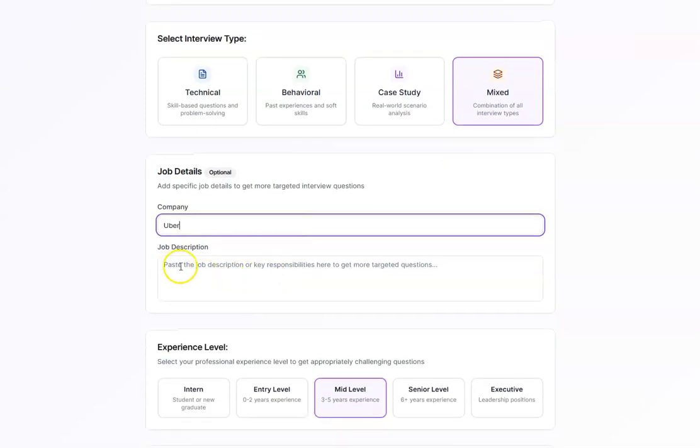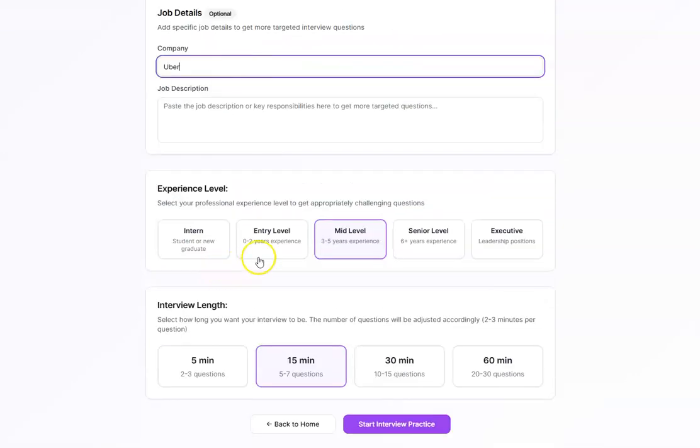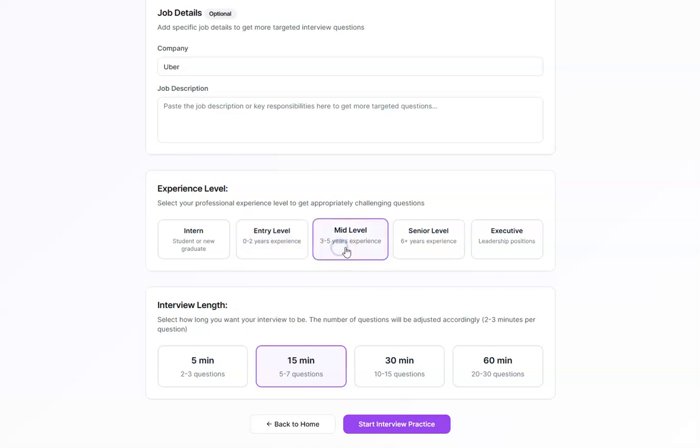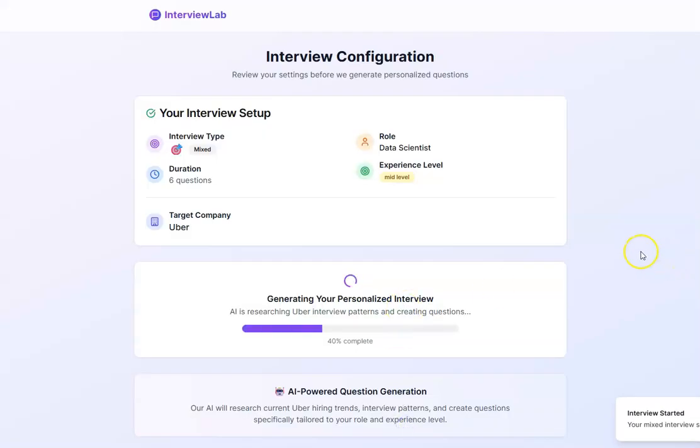You can also paste your job description from LinkedIn or Glassdoor here, so that the Sonar API can use it as context to generate more specific questions for that specific role. You can also choose a different level, entry level or mid level here, and the length of the interview. And here, let's start the interview process.